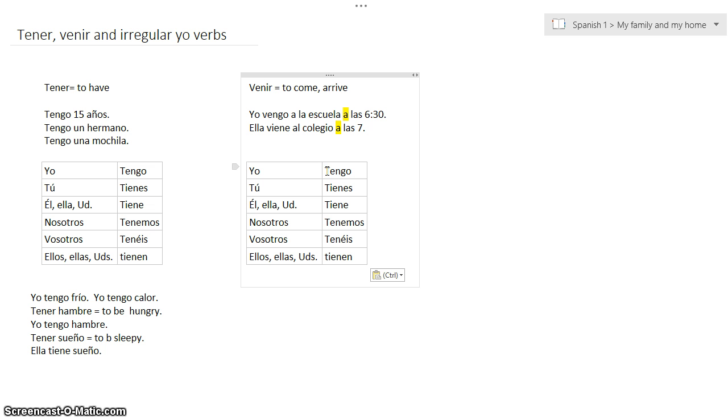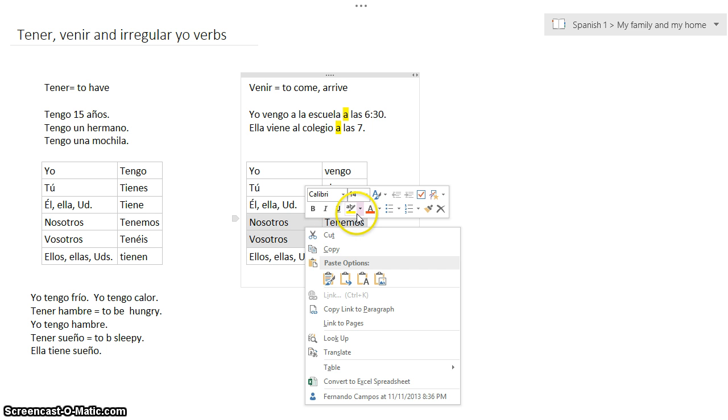So if it's yo tengo, I'm going to change this. I'm going to say yo vengo. If it's tú tienes, I'm going to change this to tú vienes. If it's él, ella, usted tiene, I'm going to change it to él, ella, usted viene. Now here's where it's a little bit different, and I'll highlight these two differences. Just a little bit different.